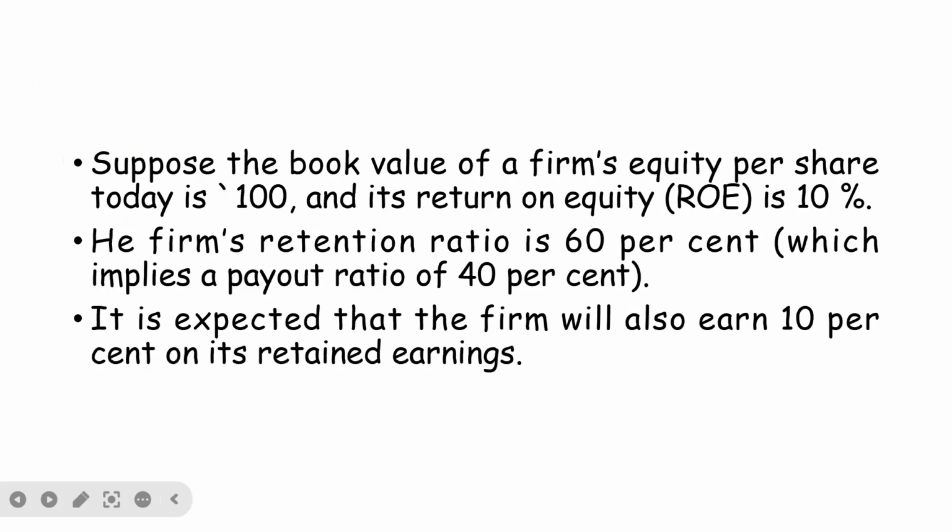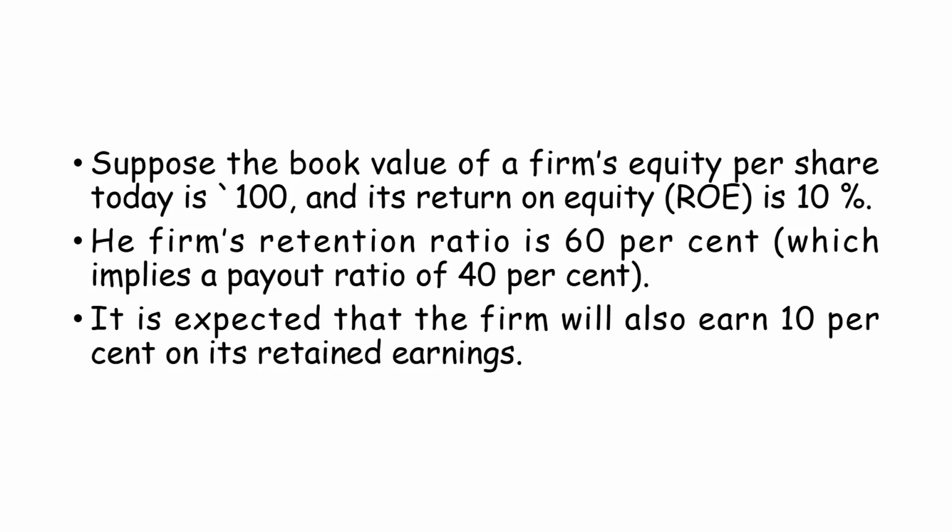Suppose the book value of a firm's equity per share is 100 and return on equity is 10%. Assume the retention ratio is 60%, which means it will retain 60% of earnings. The payout is 40%, which means 40% will be given to the shareholders. So per share, whatever is earned, 60% will be retained for the growth of the company, and the rest 40% will be distributed to the shareholders.